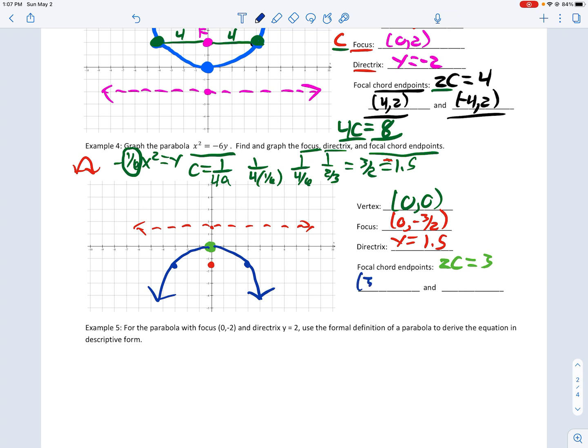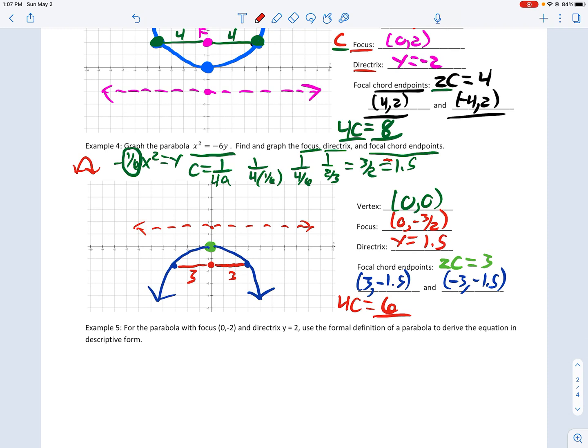So those would be at 3, negative 1.5, negative 3, negative 1.5, or 3/2, however you want to write it. So if we did this right, 4c is 4 times as big. Right, so that would be 6. So from here is 3. Whoops. Is 3. And from here to here is 3. And 3 plus 3 is 6. But perfect. There we go.